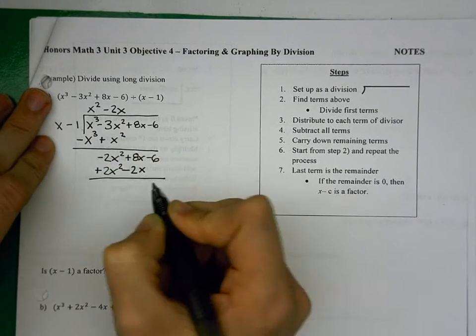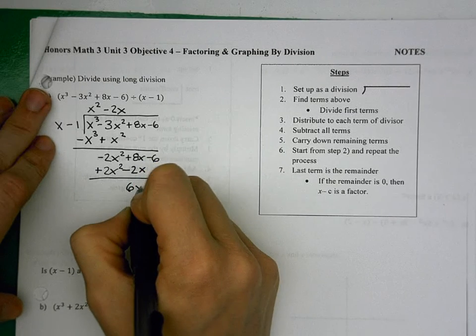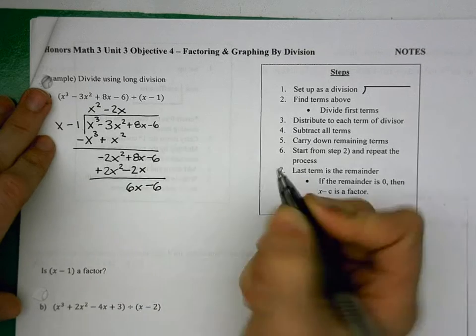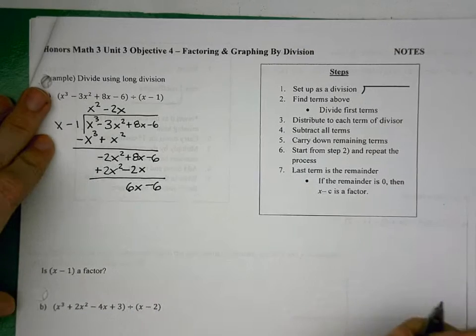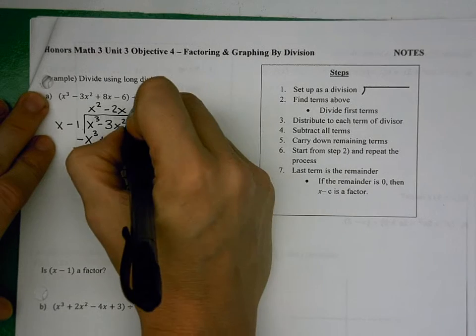Negative 2x squared plus 2x squared is 0. 8x minus 2x is 6x. Bring down your remaining terms. Okay, doing it again. How many times does x go into 6x? It goes in 6 times.